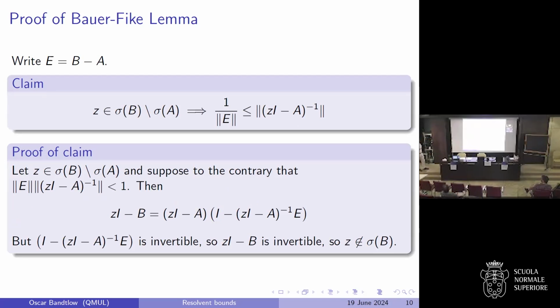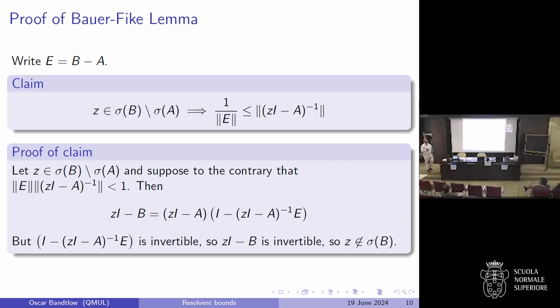So let's write B minus A for the difference of B and A. Let's call it E for error. And I claim that if Z belongs to the spectrum of B, but not to the spectrum of A, then 1 over the norm of E, and I presume you have to assume that this is non-zero, is less than or equal to the norm of the resolvent of A at Z.